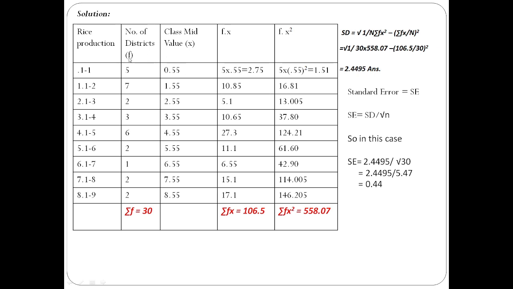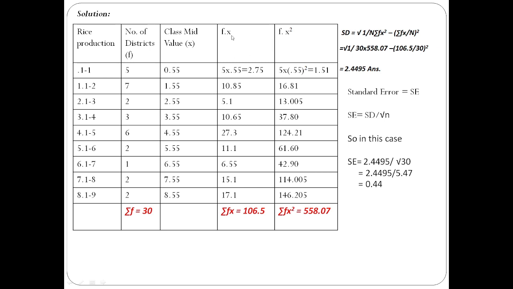So now we need to find out the fx. So 5 into 0.55, that is 2.75. 7 into 1.55, that is 10.85. So in this way we are calculating the values of the fx. Now just add all these individual fx, we can find out the summation of fx, that is 106.5. So according to the formula for determination of the mean, x bar is equal to summation of fx by n. But we need not find out the x bar over here, because we are using the separate formula.